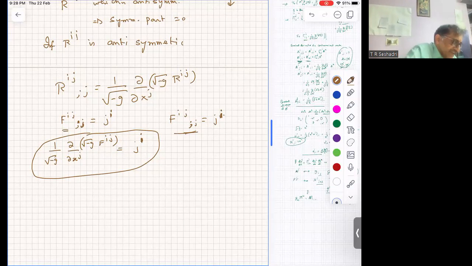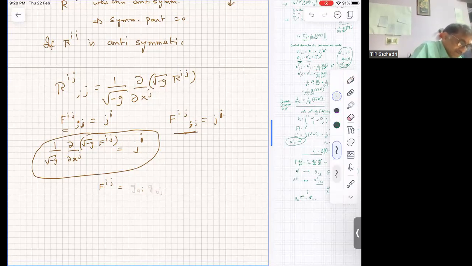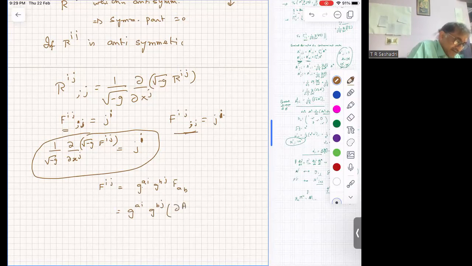Okay, because Fij has got the information. So if you want to write it explicitly, you can write Fij is equal to G AI G Bj Fab, and this is equal to GAI GBj del AB by del X. I think this is what it was.